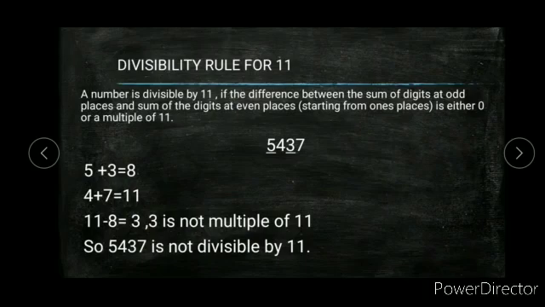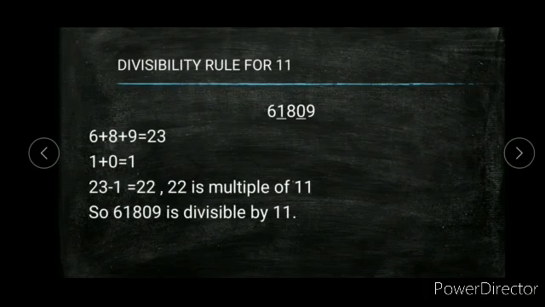Let us take an example. 61809. Here again I am leaving 9 and underlining 0, leaving 8 and underlining 1, and leaving 6. Now you are supposed to find the sum of the underlined digits and the sum of the digits which are not underlined. So 6 plus 8 plus 9 is equal to 23, and 1 plus 0 is 1. Now finding the difference, I got 22. So 22 is a multiple of 11. So from this we can conclude that 61,809 is divisible by 11.